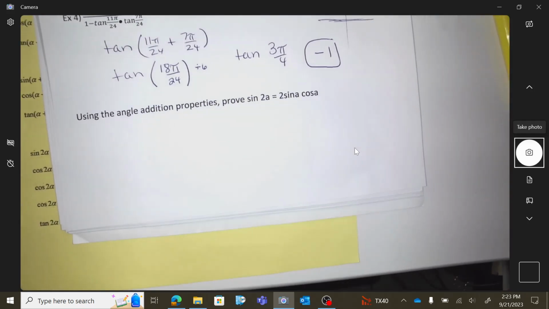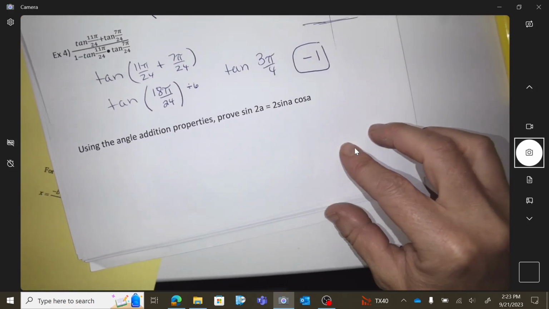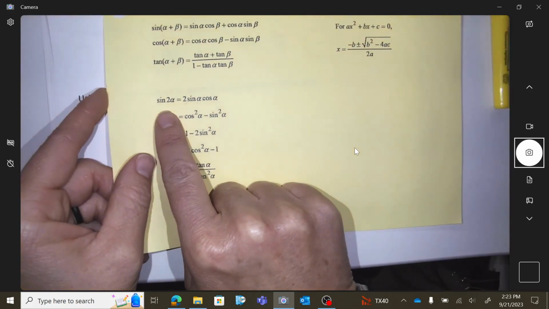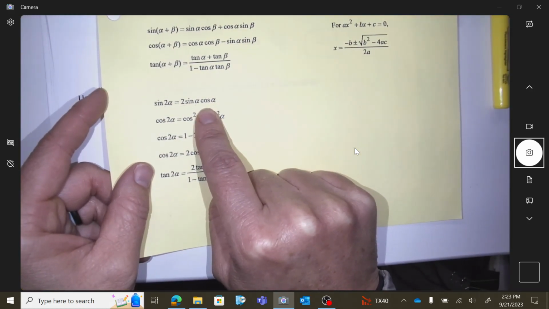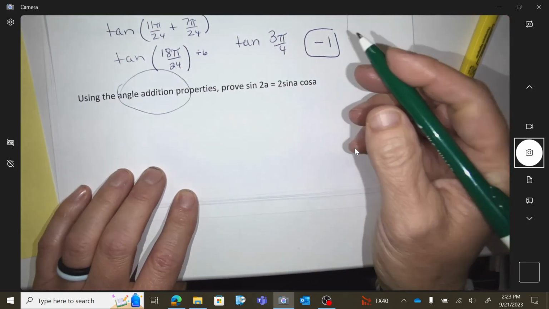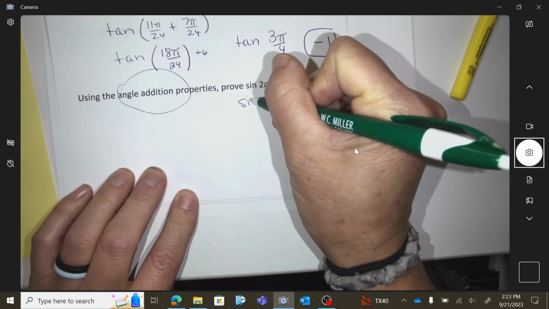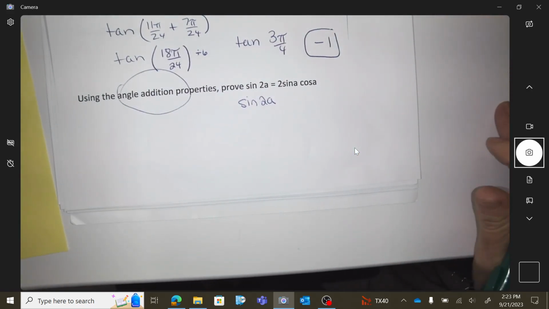Okay, this question on the bottom says, using the angle addition properties, prove sine 2a equals 2 sine a cos a. So basically, they told us this on the formula sheet, and we have to prove that it's true. Okay, so using the angle addition properties, sine 2a, I'm going to replace sine 2a with an angle addition.